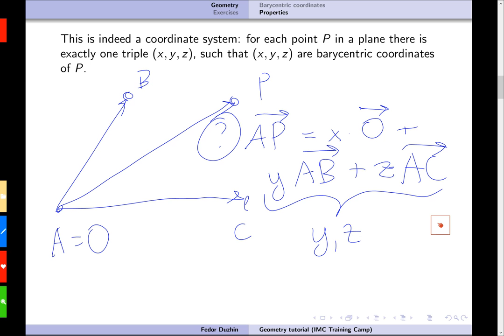But if you know that such a pair of y and z is unique from here, then you know x is just simply 1 minus y minus z. That's it.